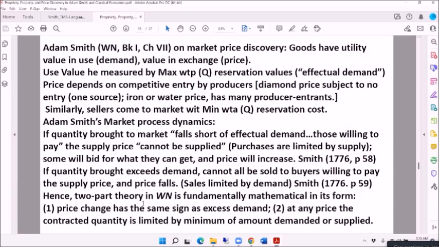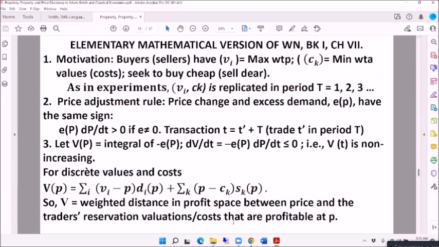So the two-part price theory in Wealth of Nations is fundamentally mathematical. He says the price change has the same sign as excess demand, and at any price, the contracted quantity is limited by the amount demanded or supplied. We call that short side rationing in our model. So here's an elementary mathematical statement of what's in this chapter.